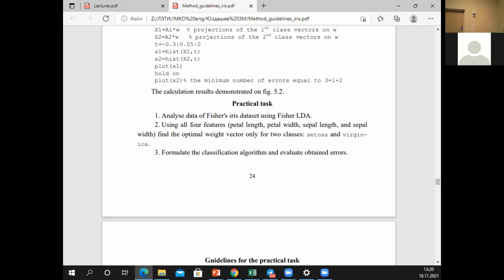Do you remember this picture? If you project onto the first principal component, the first principal component goes like this. If you project your classes onto this principal component, you will merge classes, which you could not know beforehand. So with LDA, you will find the direction for projection.